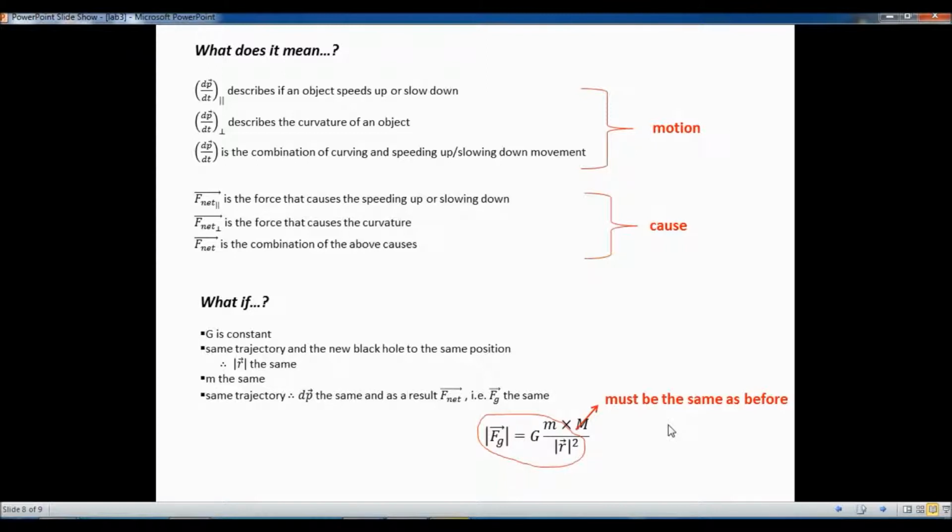In other words, the mass of the new black hole must have the same value as the old black hole. Thank you very much.